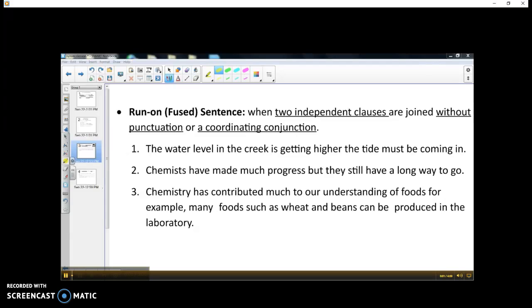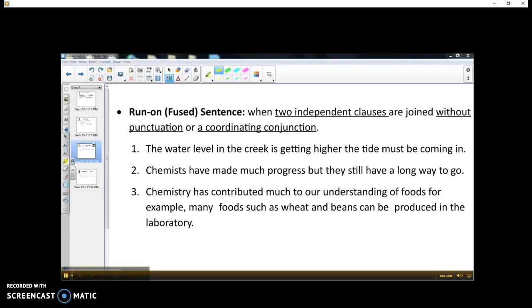First, you can use a comma with a coordinating conjunction. So just for example, we could use a comma here and add the coordinating conjunction so. That's one method that you could use. However, there's some other methods you could use as well.